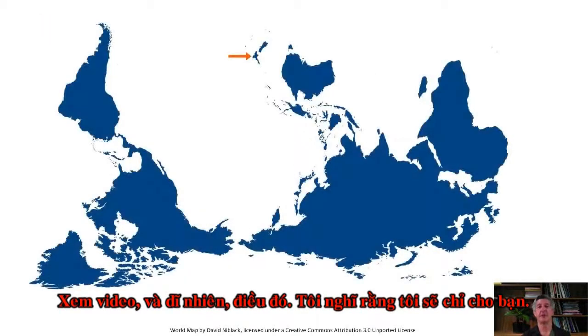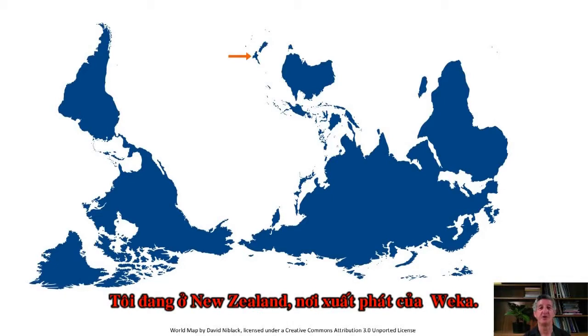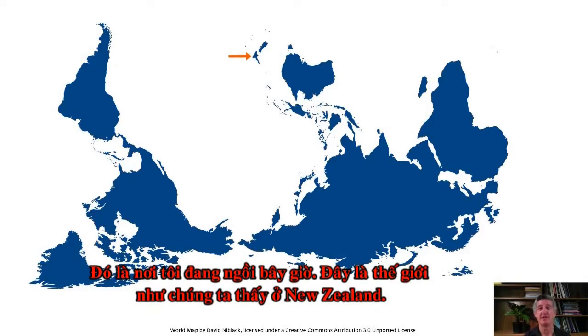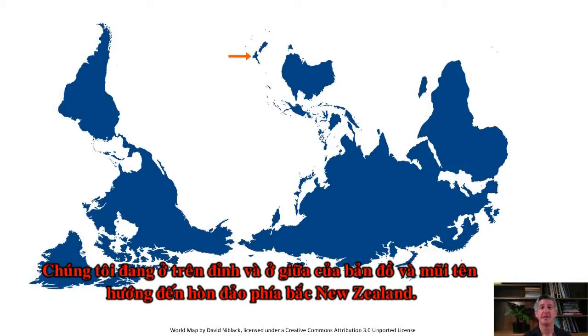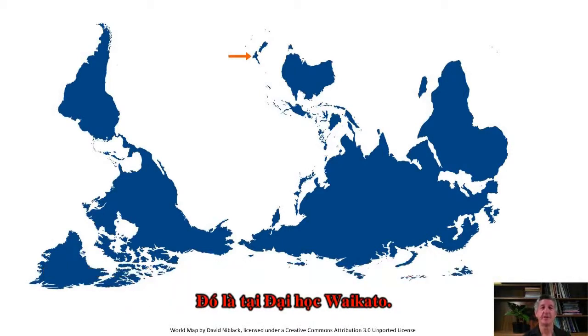So that's it. I just thought I'd show you where I am. I'm in New Zealand. That's where Weka is from. That's where I'm sitting right now. This is the world as we see it in New Zealand. We're at the top. You're probably down at the bottom somewhere. We're at the top in the centre, and that arrow to the North Island of New Zealand is where the University of Waikato is.